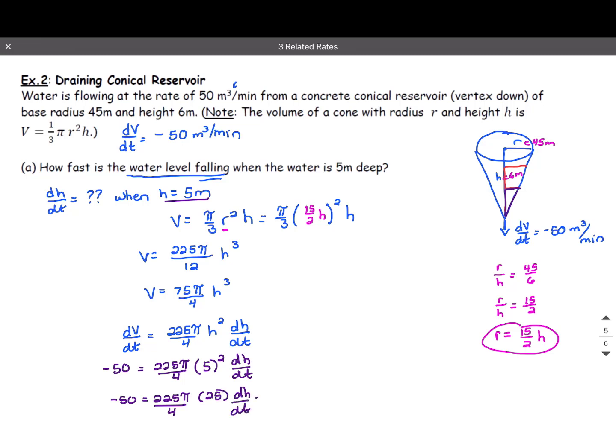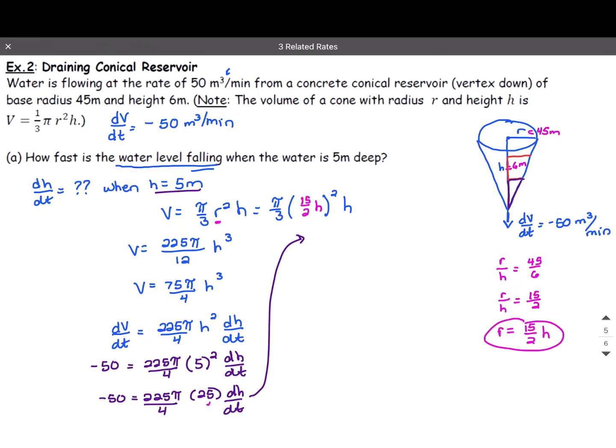Now I'm going to come up top here because I'm running out of space, but I'm going to divide both sides by this 25 because I know it's going to go in nicely. So negative 50 divided by 25 is negative 2 equals, now I have 225 pi over 4 dh/dt. Now in order to solve for dh/dt, we're going to have to multiply both sides by the reciprocal, 4 over 225 pi.